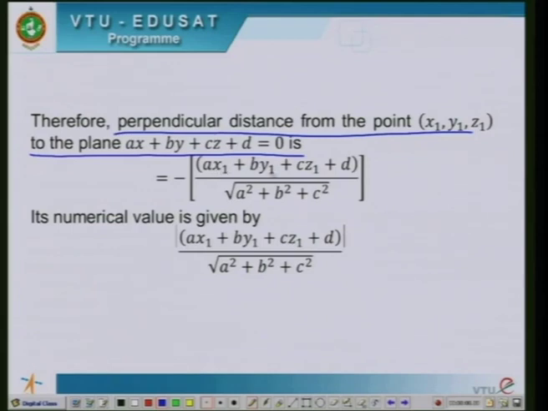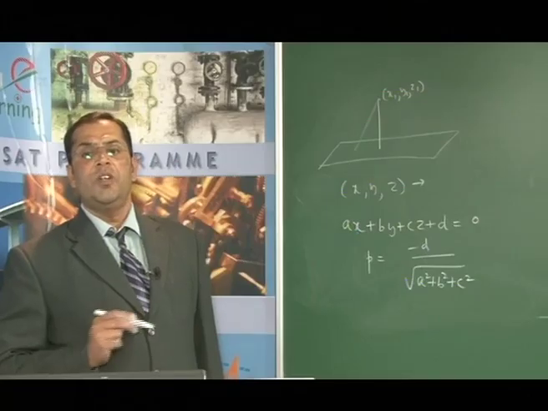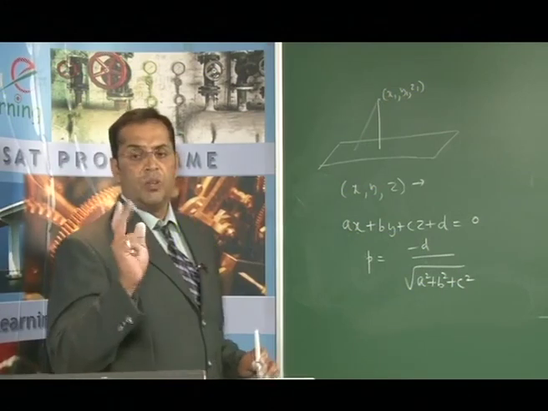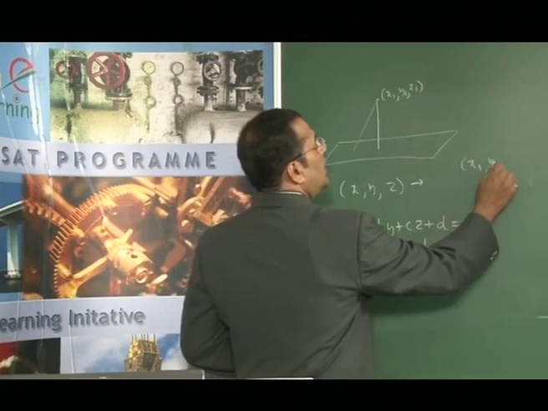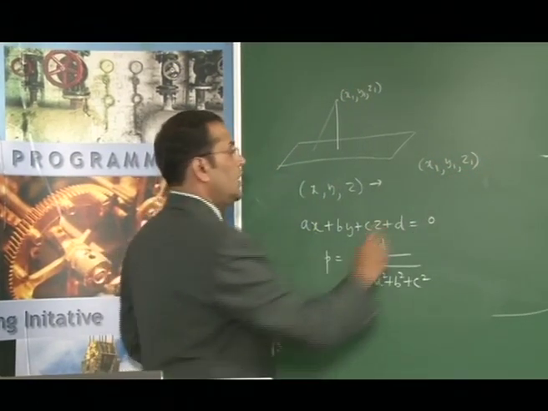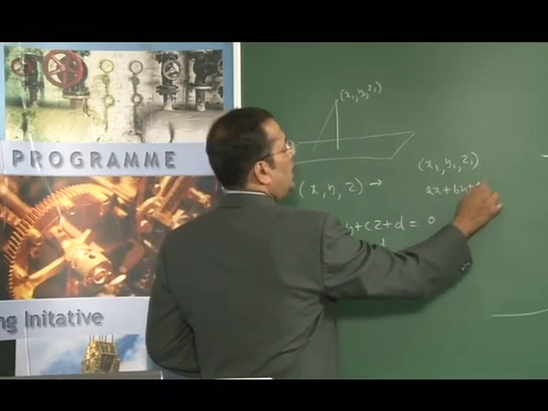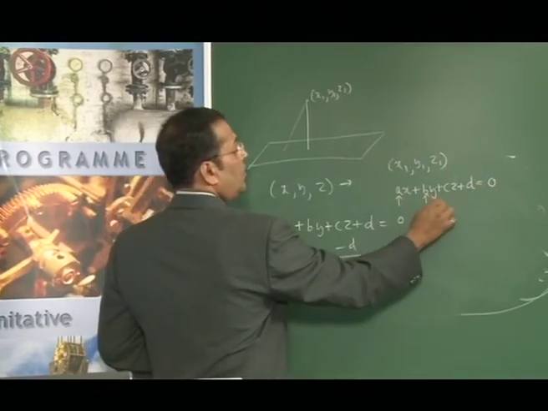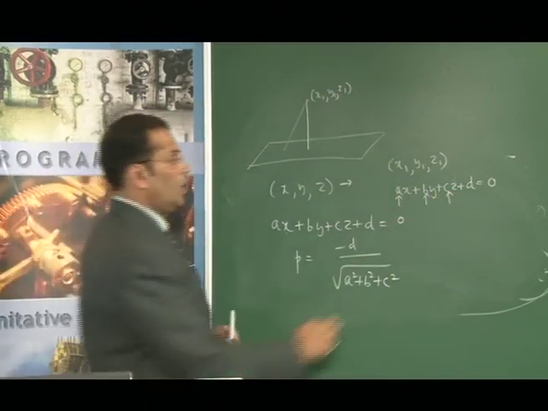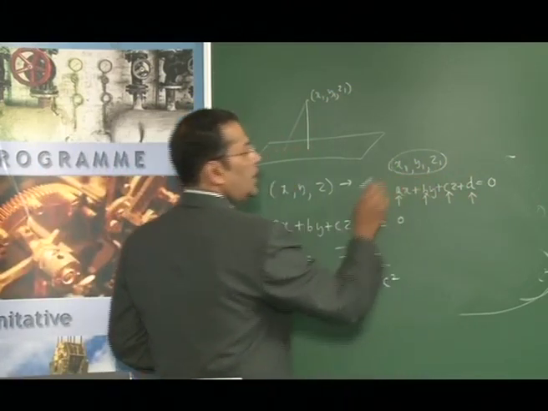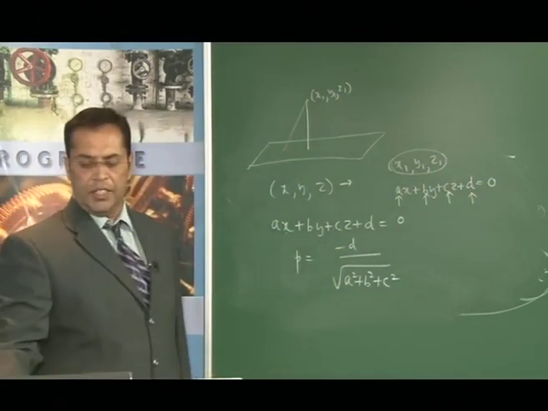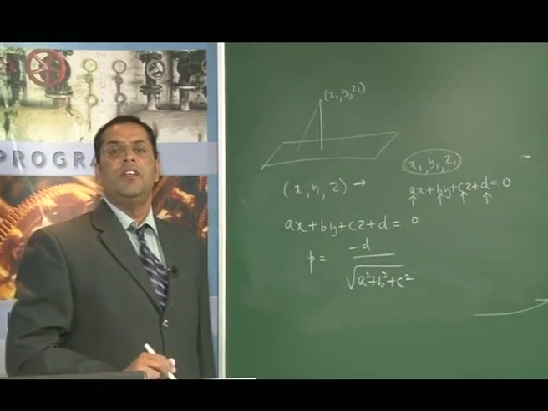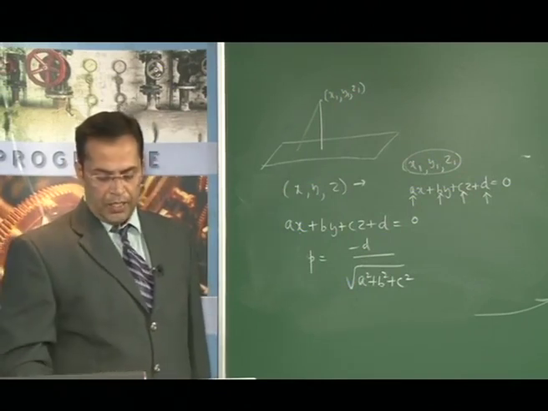It is given by Ax1 plus By1 plus Cz1 plus D divided by root of A square plus B square plus C square. So, my friends, what you must understand is how you use this equation. This equation requires only two components. First, a point x1, y1, z1 in space, and the plane equation Ax plus By plus Cz plus D equal to 0. So, you pick out A, B, C from this, also pick out the value of D from this and the values of x1, y1, z1, and substitute in this formula, which should give you the perpendicular distance from the point to the plane.